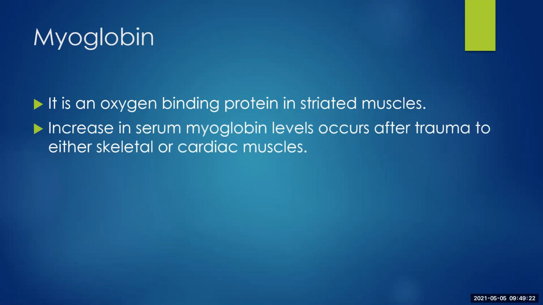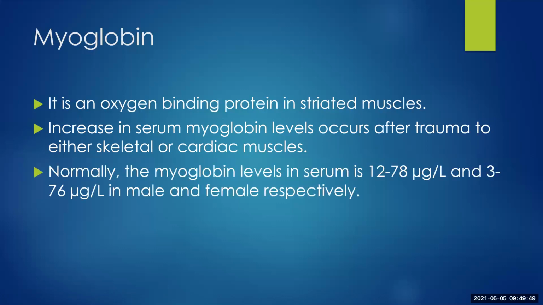So increase in serum myoglobin levels occurs after trauma to either of these striated muscles. Okay. So once this muscle starts to break, myoglobin that is present inside these muscles will come out. So whenever the myoglobin levels increase in serum, it can directly be associated to trauma or injury to either skeletal or cardiac muscles.